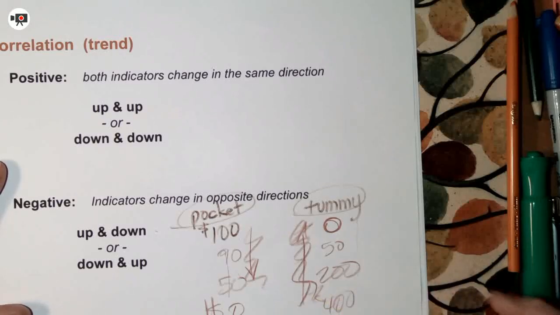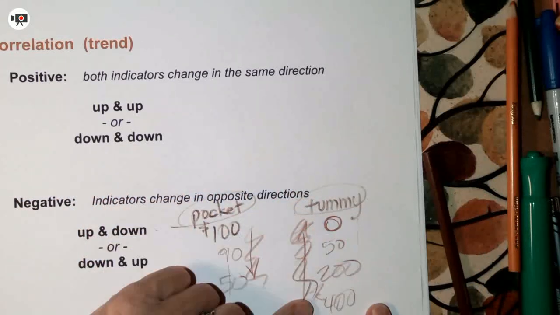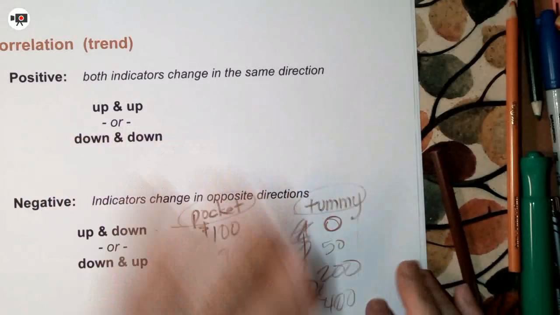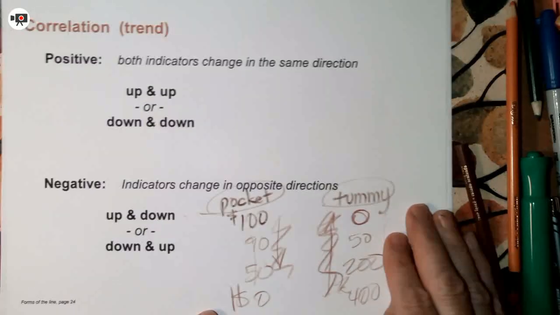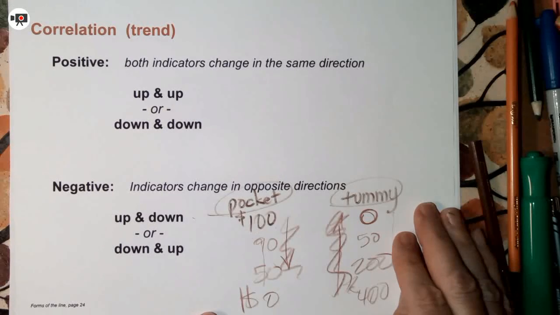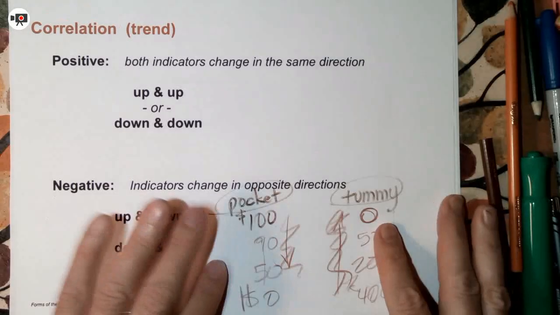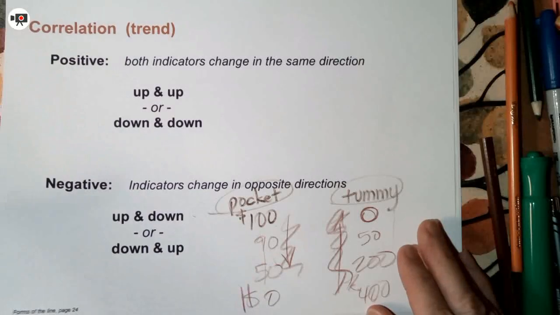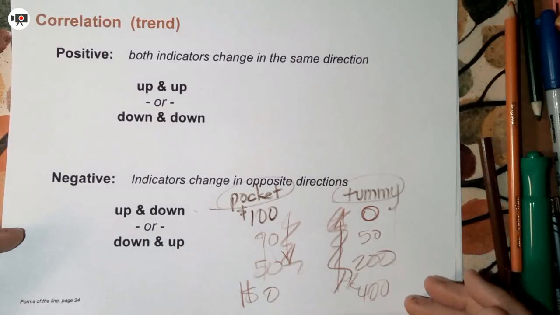Halloween Eve, 400 pieces of candy. So what do we see here? The money in your pocket goes down, and as it progresses, the candy in your tummy goes up. We're not talking about digestion here, we're just talking about getting the candy. At the point that you have less in your tummy, you have more in your pocket. So one of the indicators goes up, the other one goes down. When it's mapped out, that will be a negative slope.